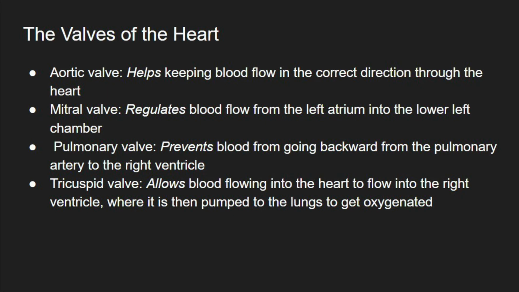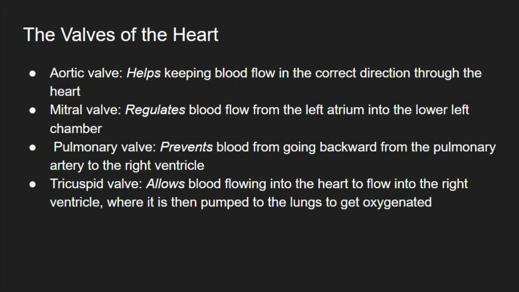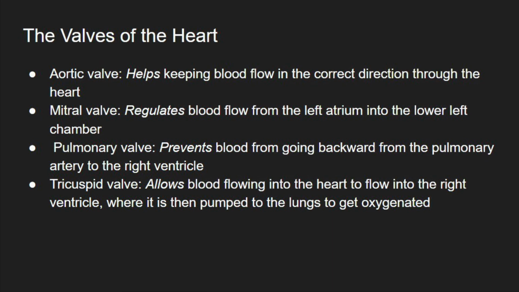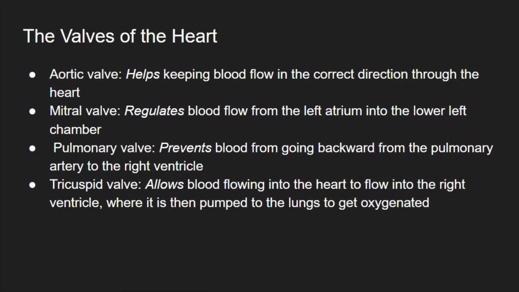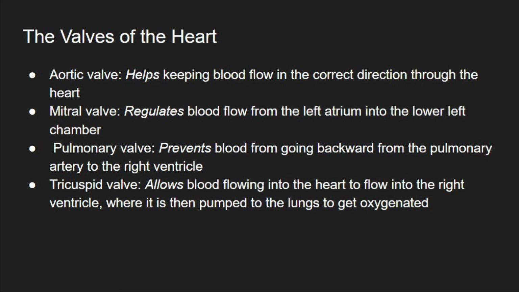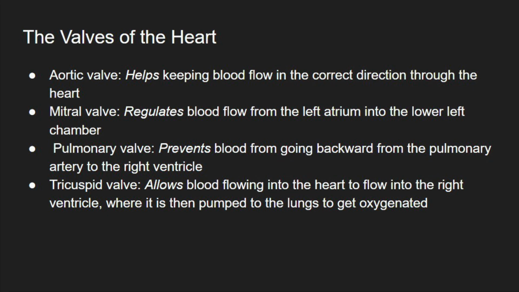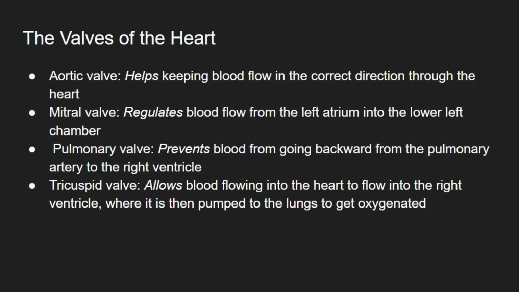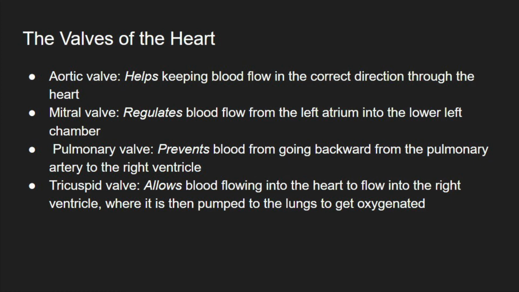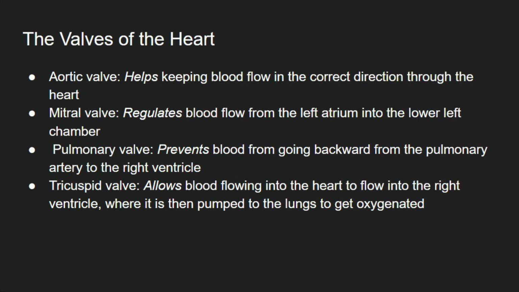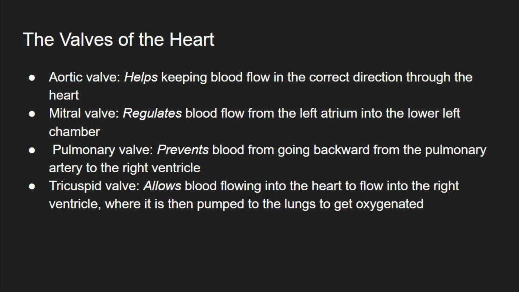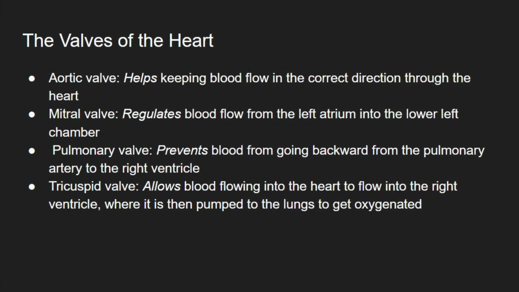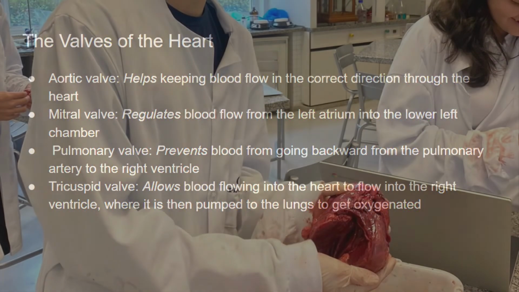The heart also has four different valves. The aortic valve helps keep the blood flowing in the correct direction through the heart. The mitral valve regulates the blood flow from the left atrium and brings it into the lower left chamber. The pulmonary valve prevents blood from going backward from the pulmonary artery to the right ventricle. And the tricuspid valve allows blood flowing into the heart to flow to the right ventricle, where it is then pumped to the lungs to get oxygenated.